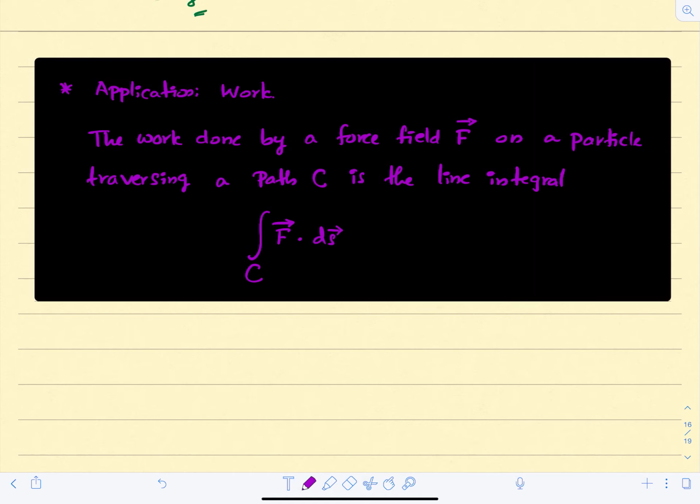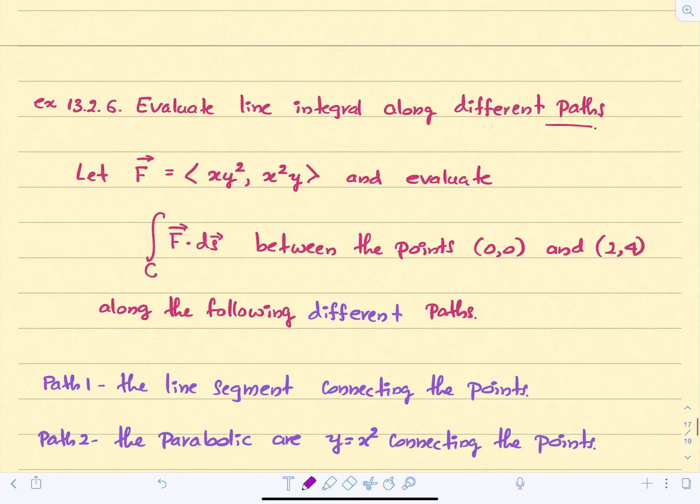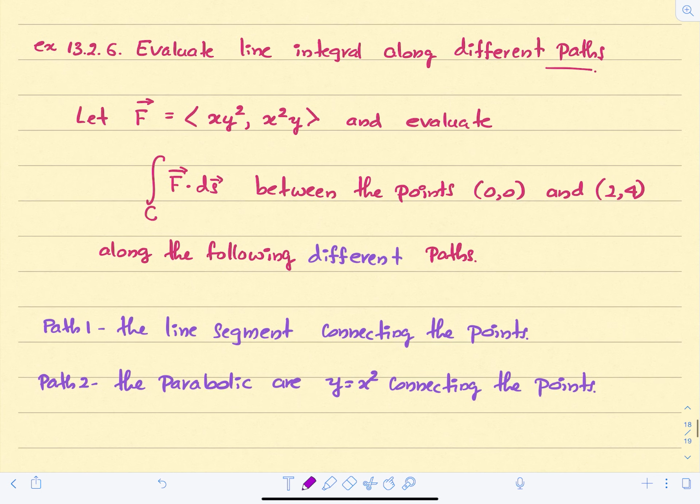So basically, the work done by a force field F on a particle traversing a path C is the line integral of F dot ds. Just remember that using this line integral of a vector field, we can calculate the work. Okay, now here is the last example. In this example, we are going to calculate the line integral of a vector field along two different paths that connect the same initial point and terminal point.